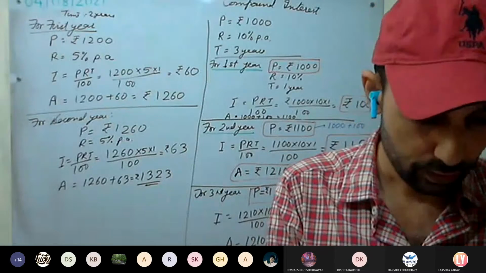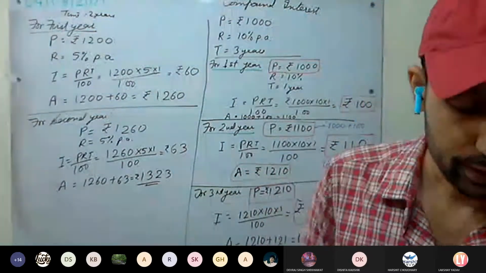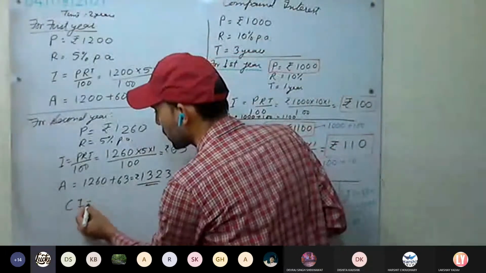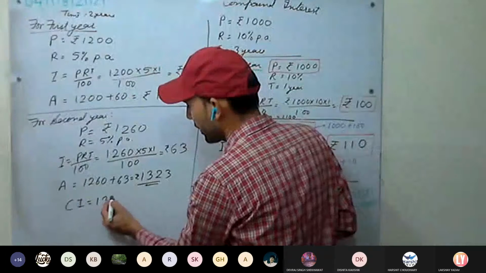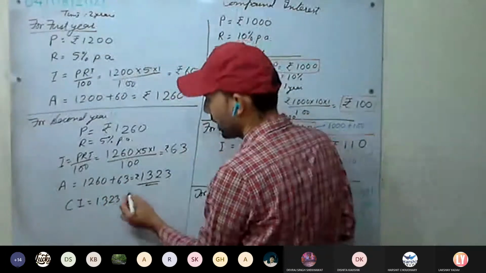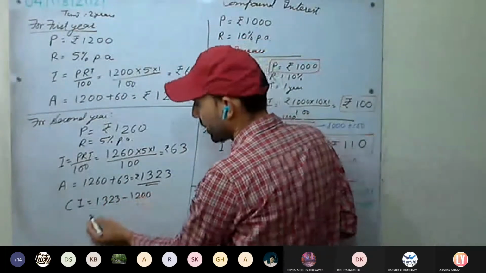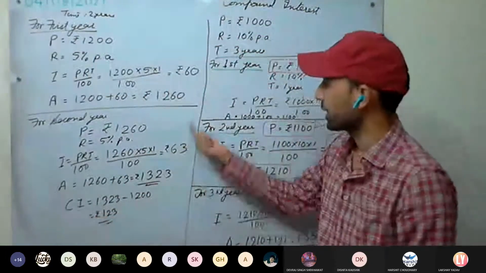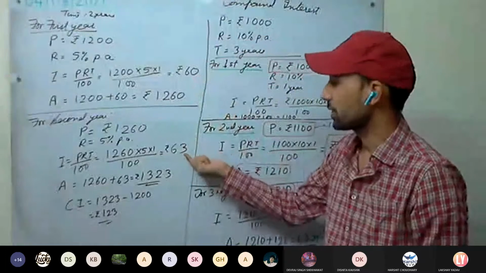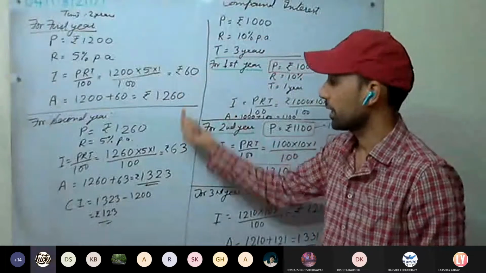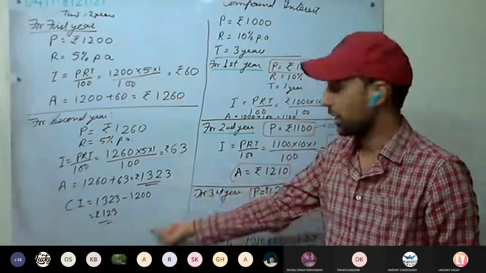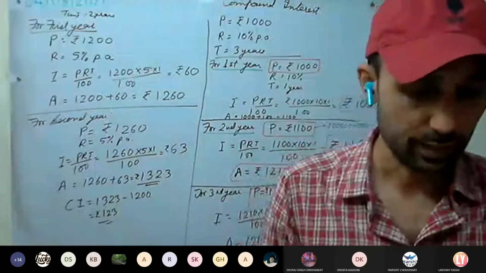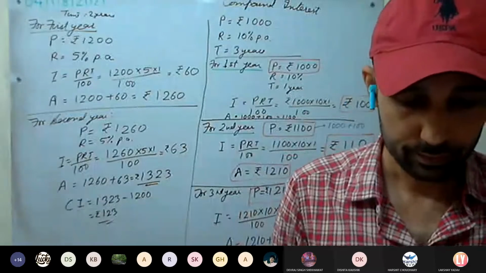Okay. Second question, calculate the compound interest. Sir, it asked to calculate the compound interest as well. Yes. So compound interest is equal to how much? 1323 minus 1200. That is 123 rupees. Or you can also calculate it like this: 60 plus 63, interest for the first year plus interest for the second year. If you add, that will also give you 123 rupees. Okay. Do the second one.